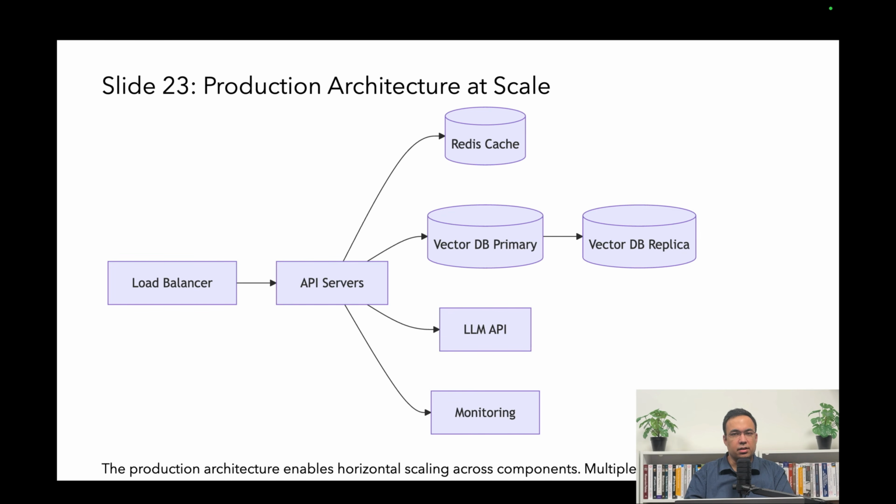Circuit breakers protect against cascading failures when external services might be experiencing issues. If the LLM API is responding slowly or timing out, circuit breakers can fail fast and return cached responses or clear error messages instead of hanging indefinitely and consuming resources. This graceful degradation is essential for maintaining overall system stability under adverse conditions.